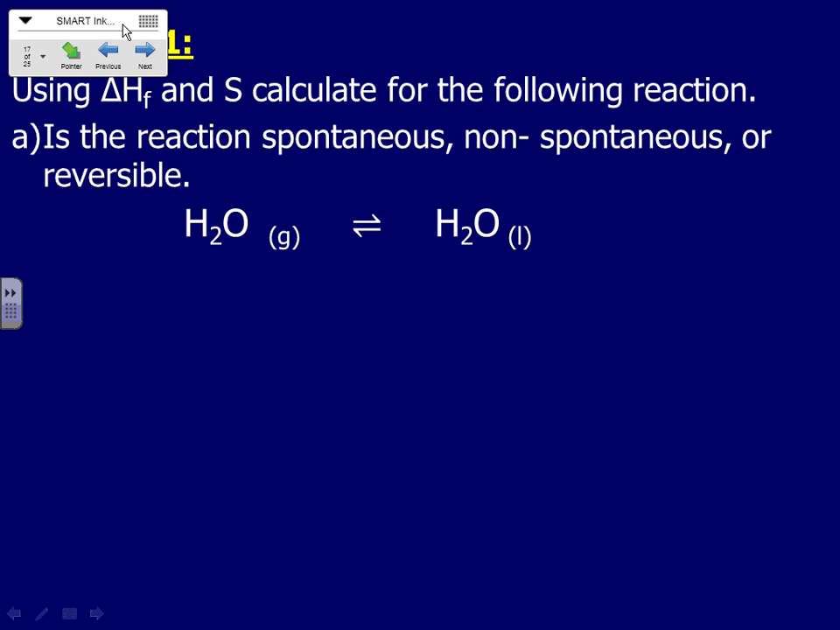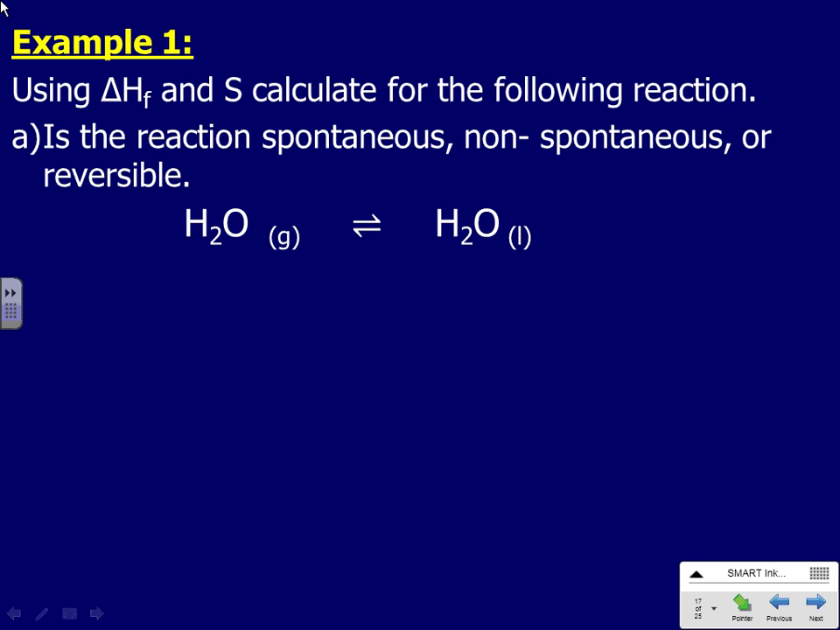Let's do some examples. You are going to need your thermodynamics tables. And here I've got a very simple reaction. This is H2O gas, vapor, becoming H2O liquid. It's condensing. And we're going to use the heats of formation and the entropy tables to calculate the delta H and the delta S.